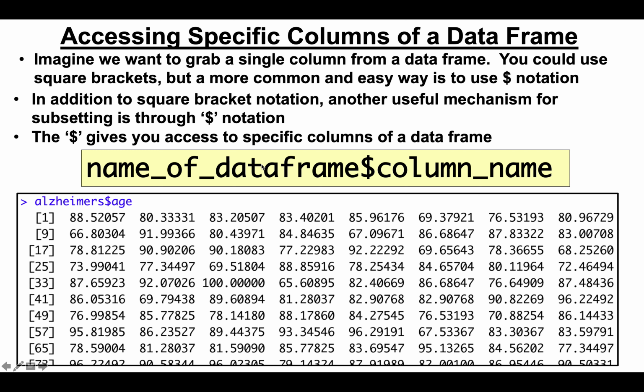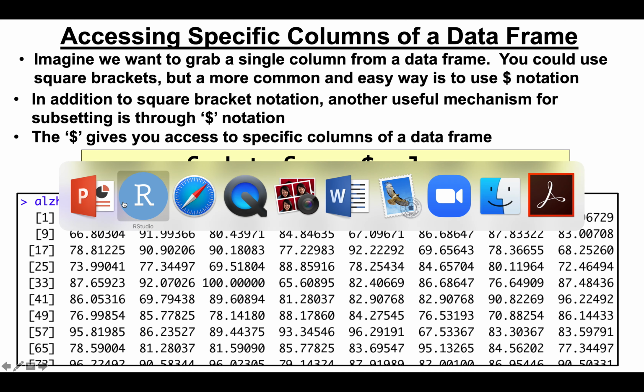So we can say name of data frame, and then this you can say as value of, and then the column name. In this case, with this line of code, we're saying from the Alzheimer's data frame, I want all of the age values. I want that age column out. And so let's go do that.